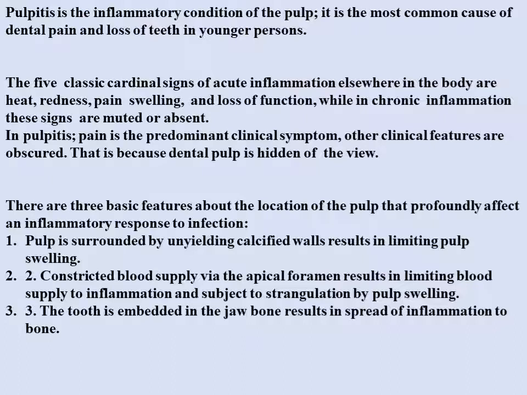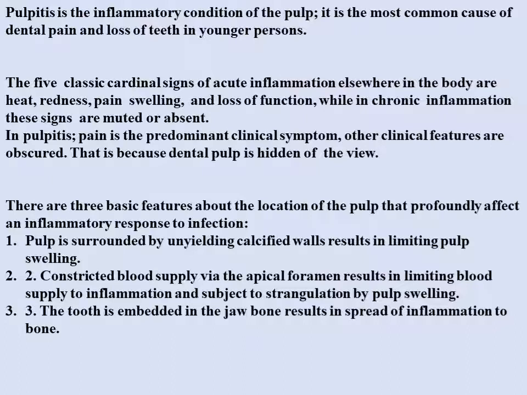السابقة عندنا 5 classic cardinal signs of acute inflammation واللي هي the heat, redness, pain, swelling, and loss of function. In chronic inflammation, of course, these signs are muted or absent. Now we are talking about acute inflammation. In pulpitis, pain is the predominant clinical symptom. Other clinical features of acute inflammation are obscured.